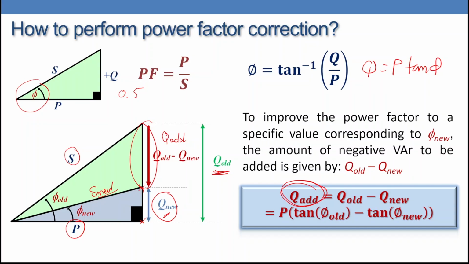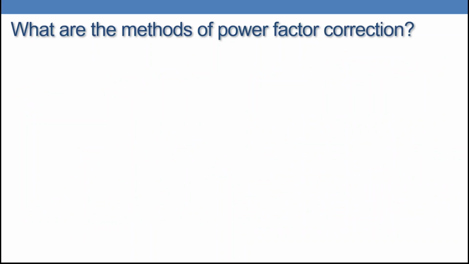This is our target. From the previous slide, we know that to improve the power factor, we need to add an amount of VAR. So the next question is, what are the methods of power factor correction? Or if you would like to ask the question another way, what are the methods of adding an amount of VAR to your system? This is another question that we can ask students or candidates in any interview: give me different methods to add VAR to your system.